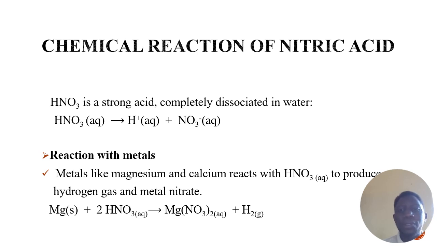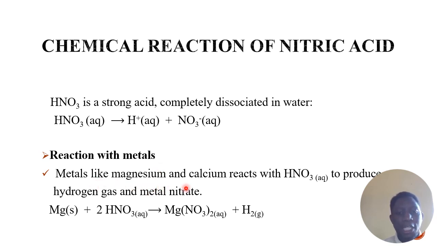Chemical reactions of nitric acid. As we have said, nitric acid is a strong acid, completely dissociated or dissolved in water. To mean, when nitric acid is dissociated, it produces what we call hydrogen ion and nitrate ion. We are going to look at the different reactions of this nitric acid. Here, one, nitric acid can react with metals.